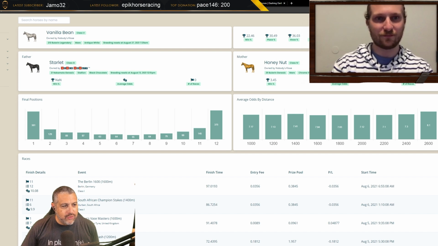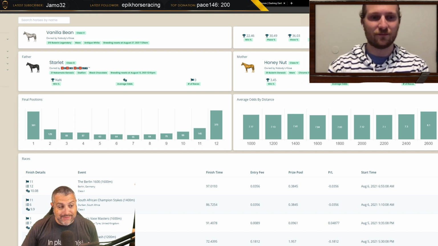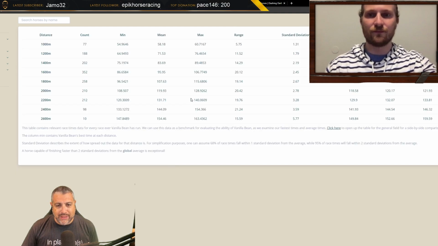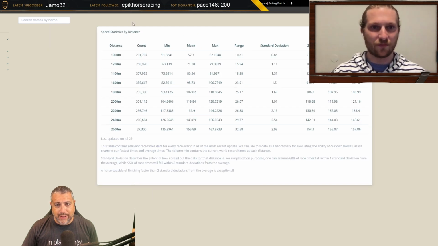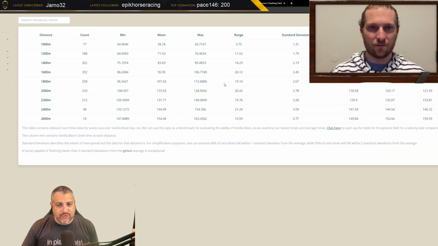But let's look into the speed statistics. Speed analysis is another thing. We're going to get into that in a minute because I think that stuff is awesome. But let's start with the speed statistics, and you can see these numbers are different. I'm going to go back to this other page. This is every horse and this is Vanilla Bean.